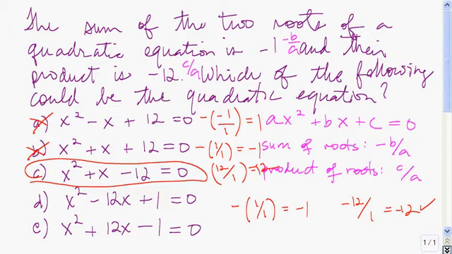Okay, just on the side, we could verify that if we want. If we factor this, we get x and x. We need a product of -12 and a sum of -1, so that's going to be +4 minus 3, and the two roots are -4 and 3, which if we add them, we get -1. If we multiply them, we get -12.